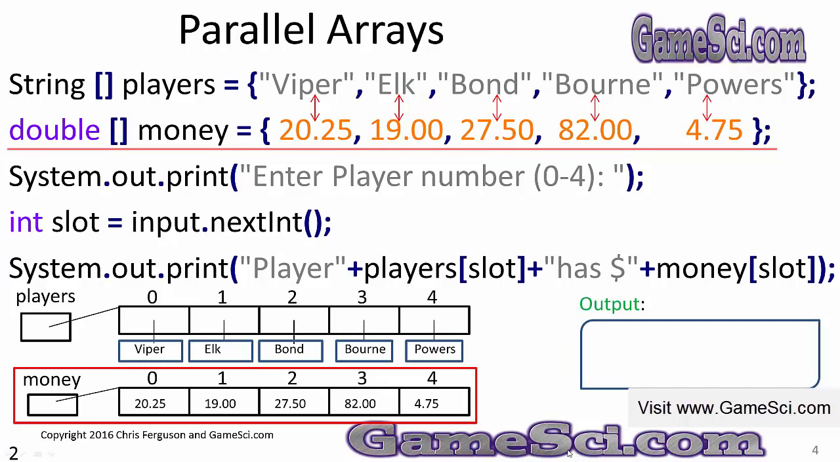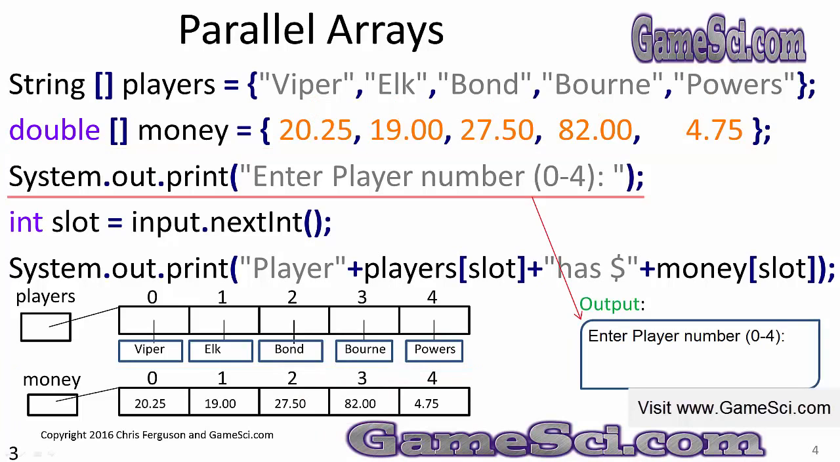So I drew it exactly below, and this second line of code, double array money equals curly brace and a list of values. These values correspond one for one with the array above it. That's what I mean by parallel arrays. You can see it down here below. Slot 3 of the players array contains Born. Slot 3 of the money array contains 82. That means player Born has a bankroll of $82.